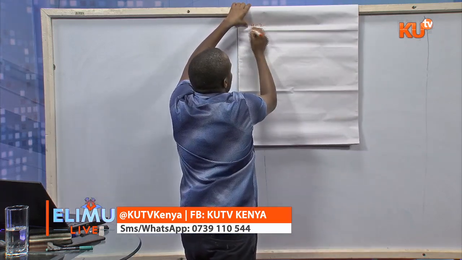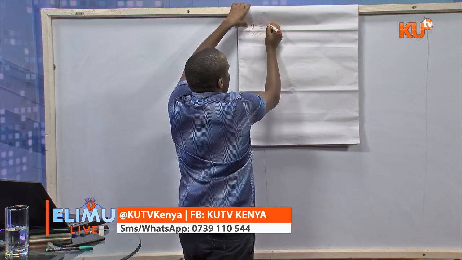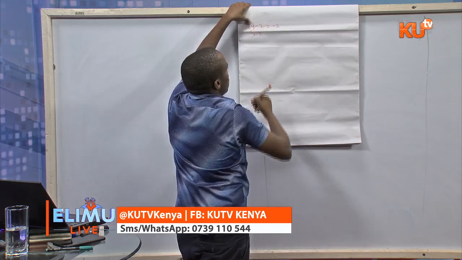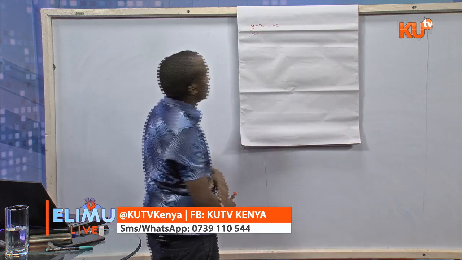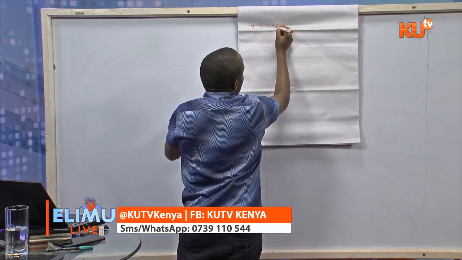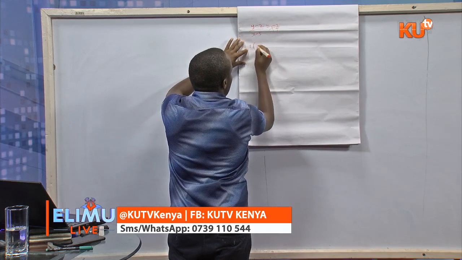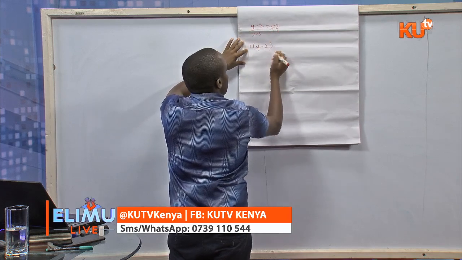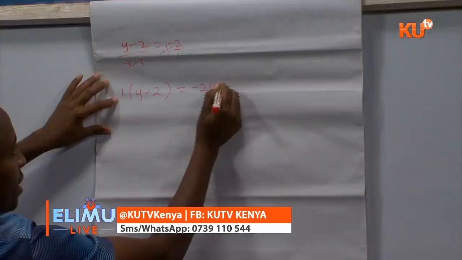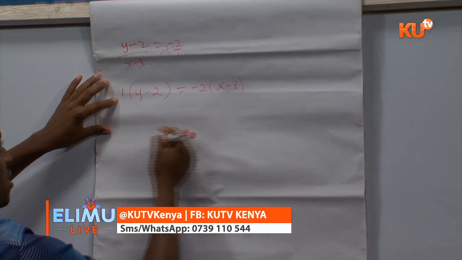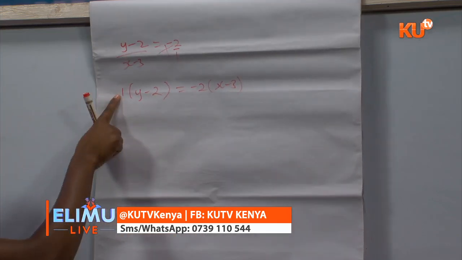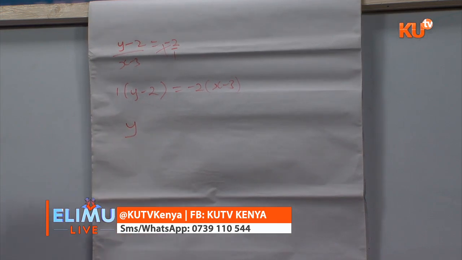(y - 2)/(x - 3) = -2. So cross multiply this one: 1 multiplied by y is equal to -2 multiplied by (x - 3). Open the bracket. 1 multiplied by y is equal to y.